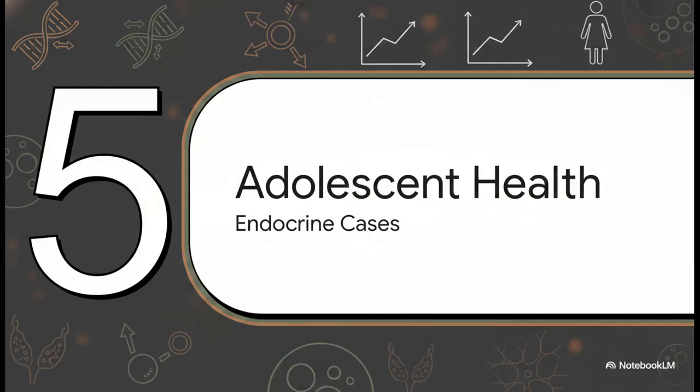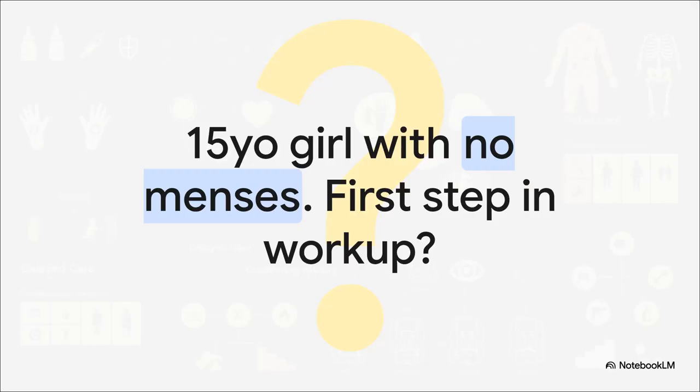Finally, we reach Section 5, Adolescent Health and Puberty. For our last set of patients, we're stepping into the adolescent clinic to untangle a complex endocrine presentation. Here's this scenario. A 15-year-old girl comes in with no menses, but she has totally normal secondary sex characteristics. What is your absolute very first step in the workup?